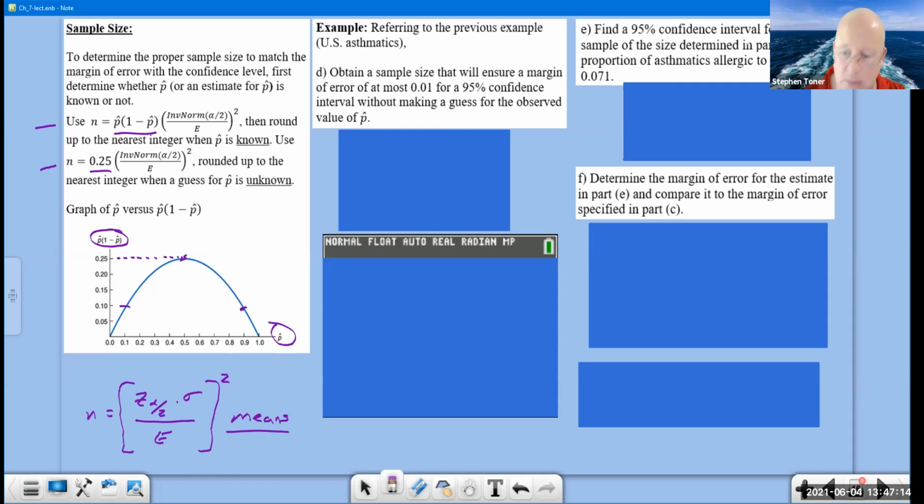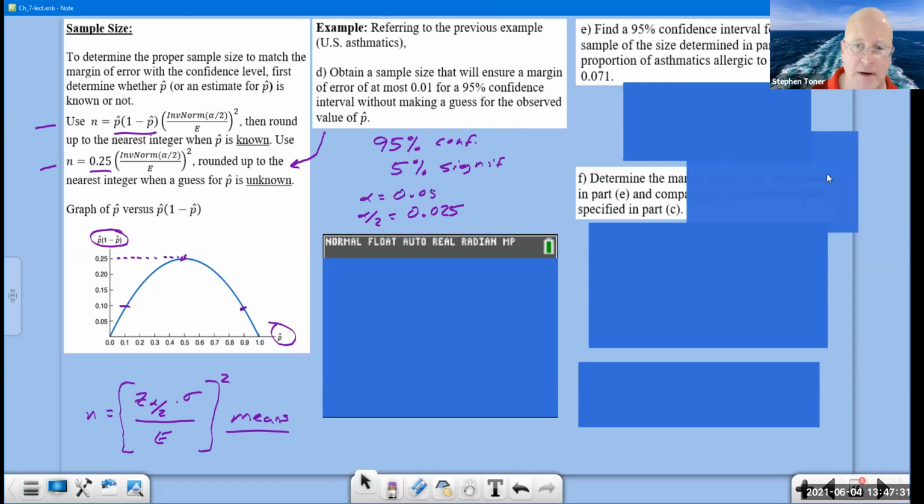I don't have a guess. That tells me we're going to be using the bottom formula instead. P hat is unknown. Now, just like the sample size formula that we did earlier for the means, I've got to start working with alpha.